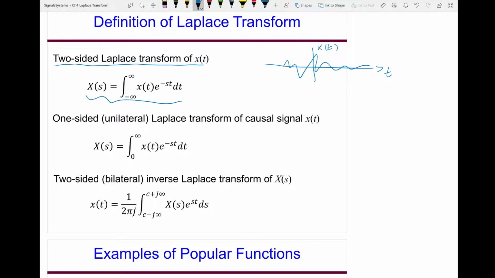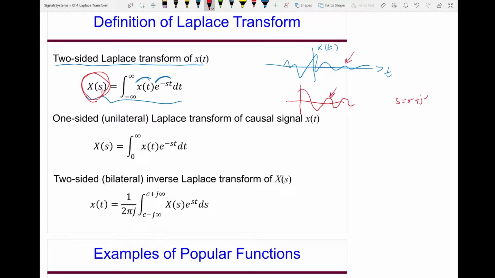Now this definition tells us what? It says you take x of t, the original signal, you multiply it by a different exponential, could be something like this, then you integrate and you will get a value. That value will tell you how much of this signal is present here, and that will be x of s. And s here could be just any frequency.